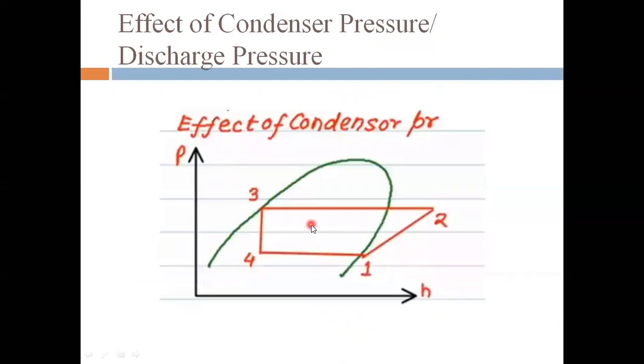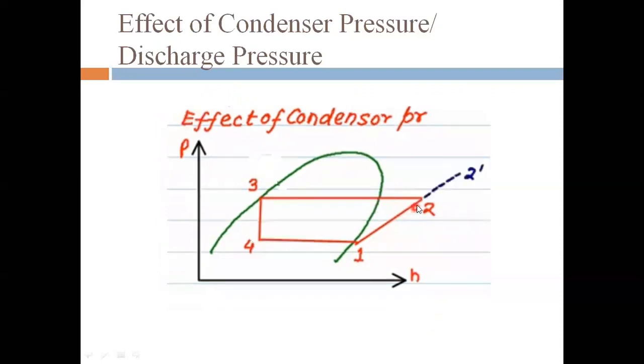Now the effect of the condenser pressure, also known as the discharge pressure. So this line is the evaporator pressure. This line is known as the condenser pressure. So what is the change in the COP when we change the condenser pressure? That is our objective of this discussion. So we are changing the condenser pressure. We are using more pressure of the refrigerant.